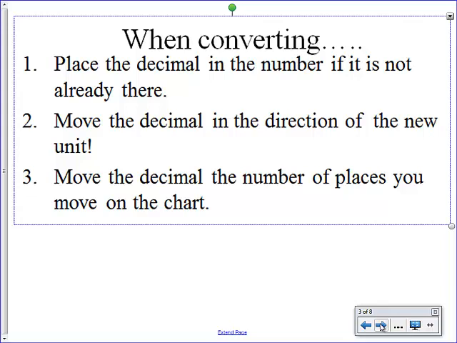When converting, place the decimal in the number if it's not already there. Move the decimal in the direction of the new unit, and then move the decimal the number of places that you move on our chart.